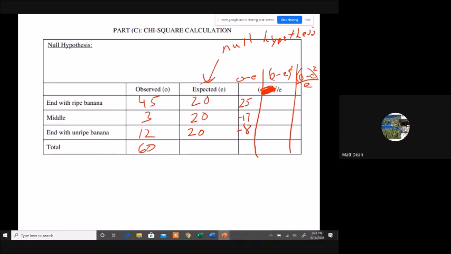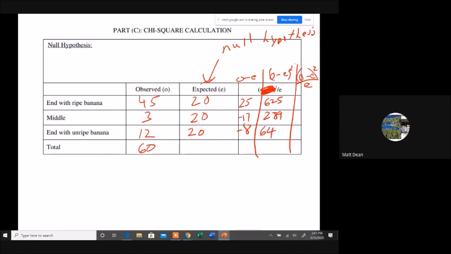Then I would square those. Let me get a calculator here. So first of all, we're going to go 25 squared. We're going to get 625. We're going to do negative 17 squared. Remember, negative times negative is positive. So 17 times 17 is 289. And then negative 8 squared, negative times a negative is positive again, 64.